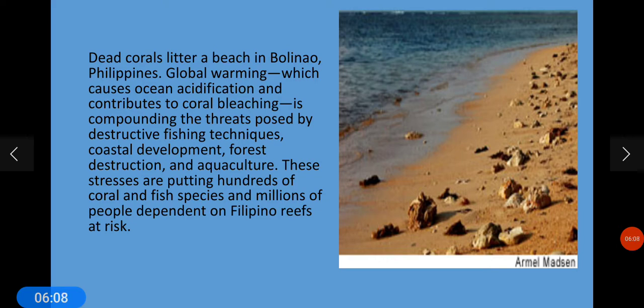Dead corals litter a beach in Bolinao, Philippines. Global warming, which causes ocean acidification and contributes to coral bleaching, is compounding the threats posed by destructive fishing techniques, coastal development, forest destruction, and aquaculture. These stresses are putting hundreds of coral and fish species and millions of people dependent on Filipino reefs at risk.